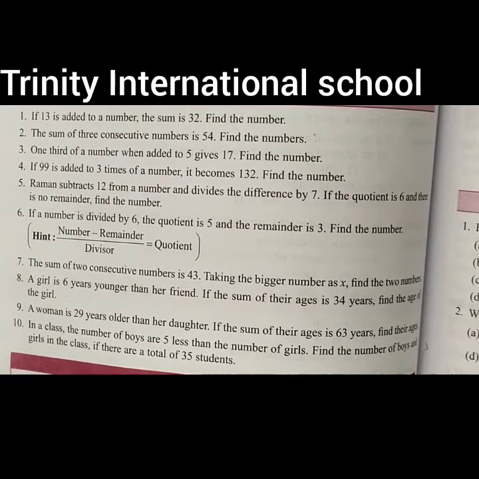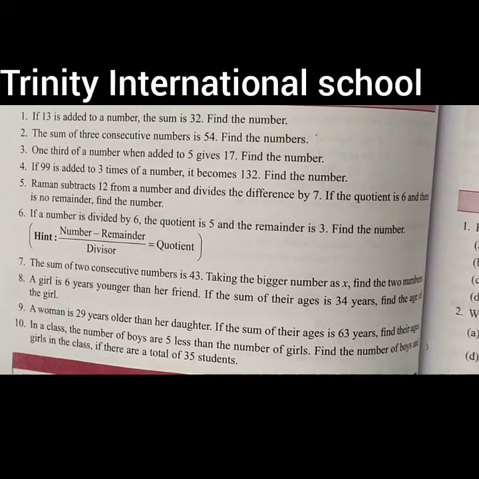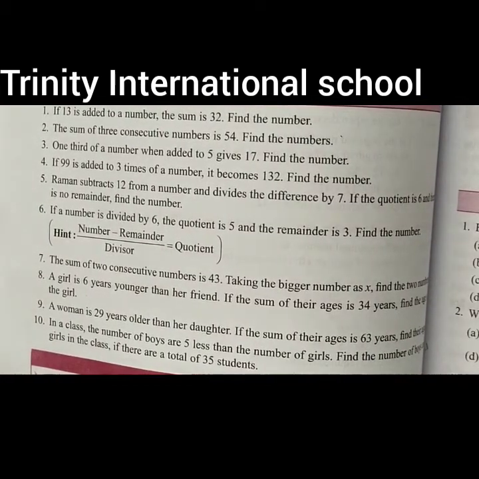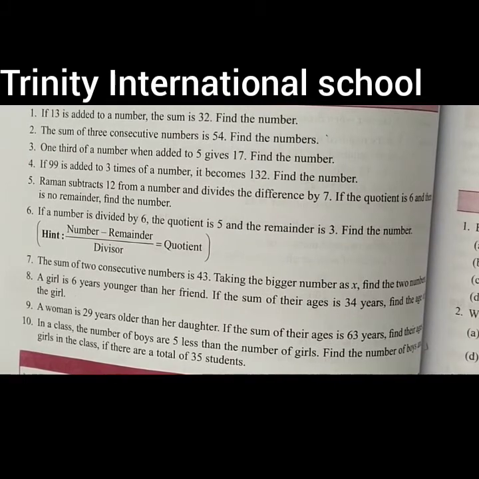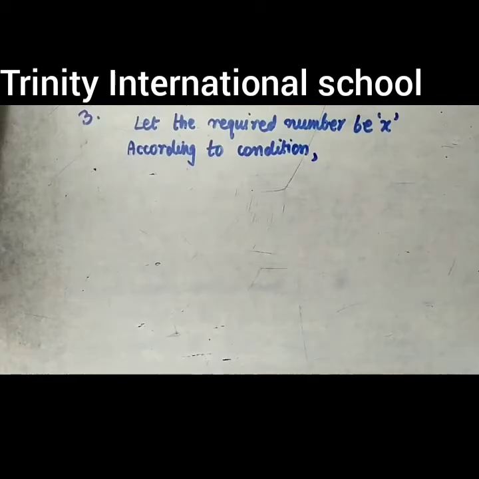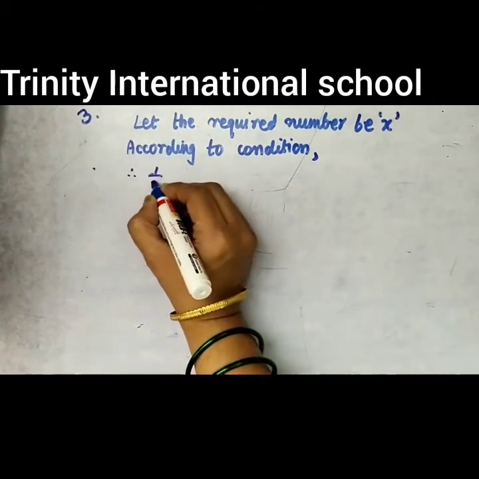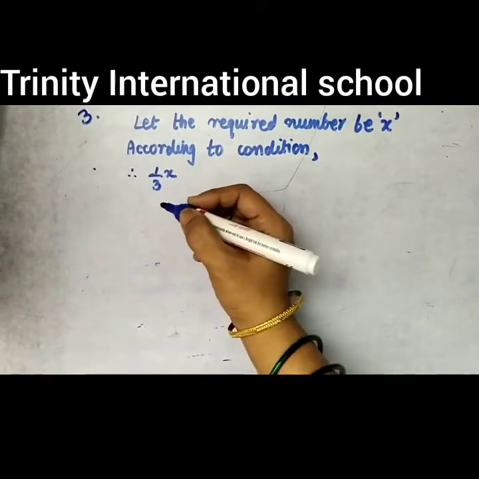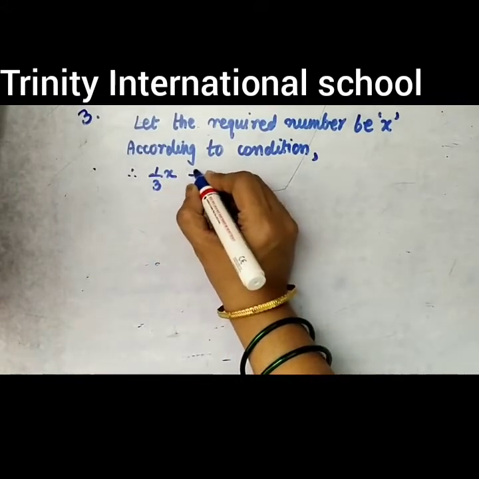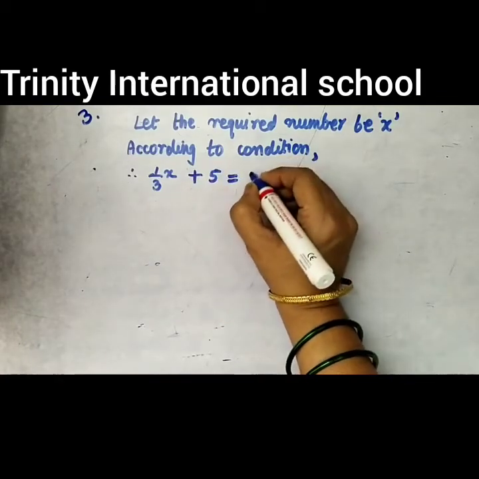So again you have to take, let the number be x. Okay, then one third of a number means 1/3 x when added to 5 plus 5 will give you 17. So this is how you have to form the linear equation. So see, let the required number be x. Now according to condition, what it is told, that 1/3 of the number when added to 5 will give you 17.